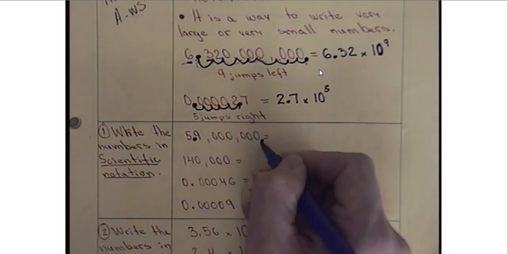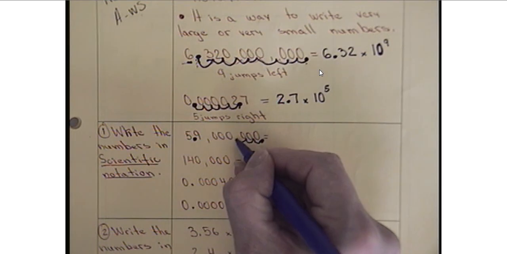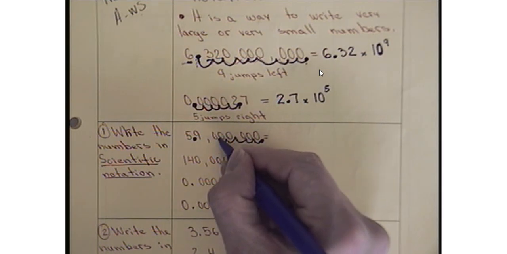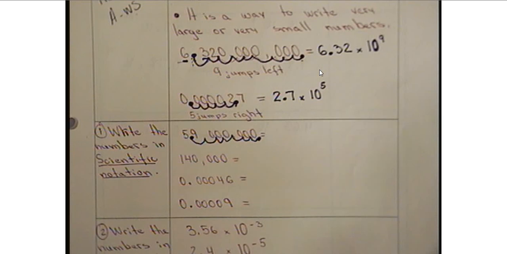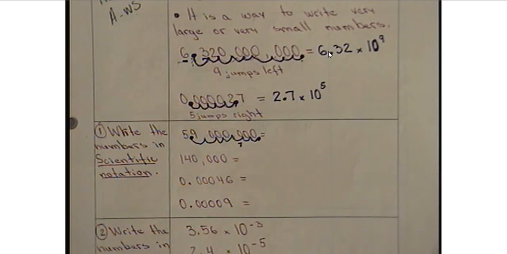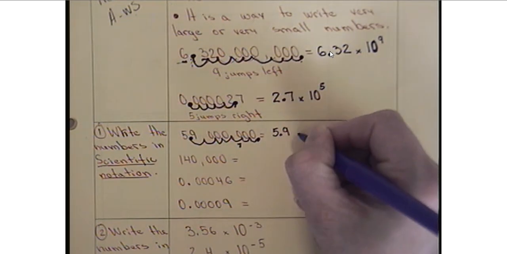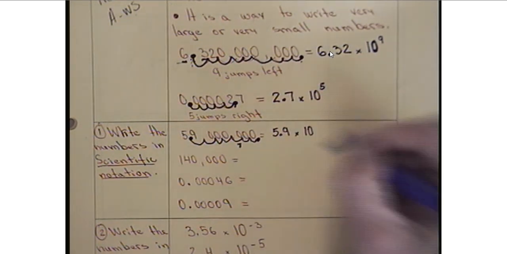So let's count: 1, 2, 3, 4, 5, 6, 7. 7 jumps. I will just put down here 7, that will remind me. Okay, so I'm going to copy 5.9 times base 10 again, to the 7th power because of the 7 jumps. And that's it. We're done with this example. So we're going to do another one.